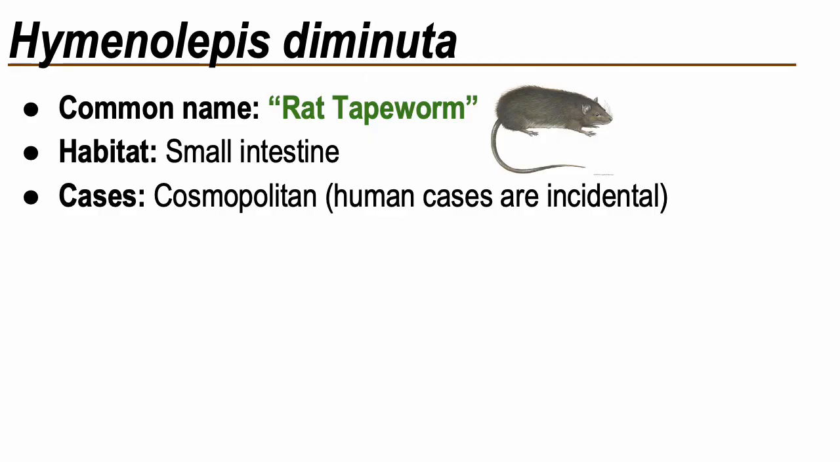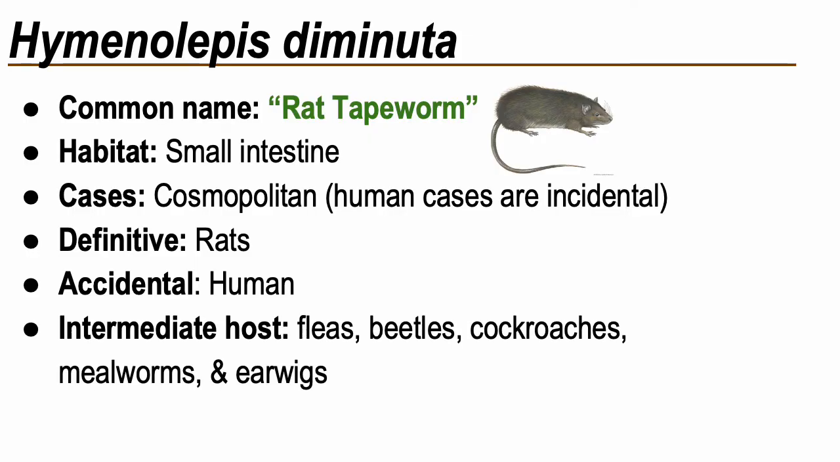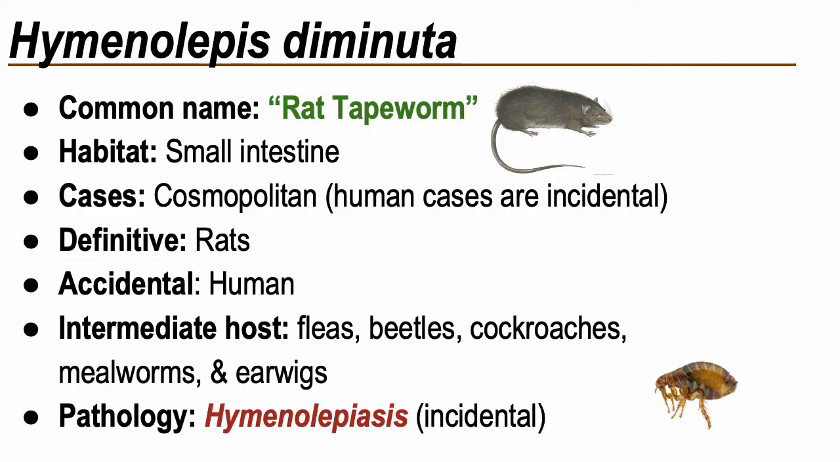We harbor the adult stage of this parasite through ingestion of contaminated or infected arthropods. The definitive hosts are rats, but humans can also get infected by ingestion of certain arthropods or the intermediate hosts such as fleas, beetles, cockroaches, mealworms, or earwigs. Human cases are related to hymenolepiasis.